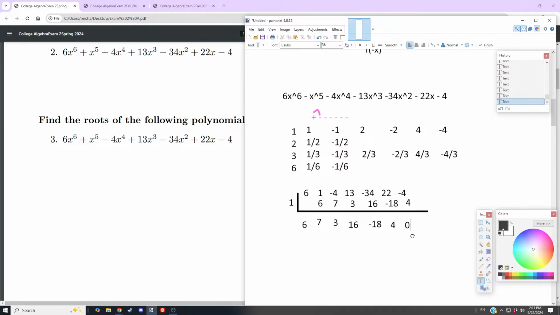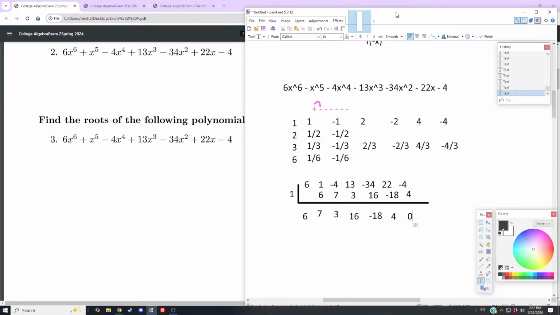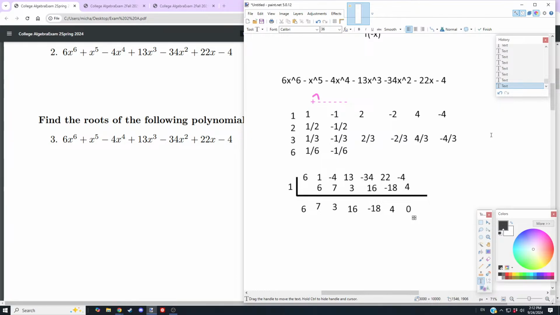And this 0 says that we were able to divide with no remainder. The last number on the bottom row represents the remainder. If we get a 0 there, that means that we found a divisor that divides evenly, which means that we found a factor of the polynomial. We found a root of the polynomial. So let's make a list of roots over here. Here's our list of roots. And the first number we add is 1. 1 is a root.